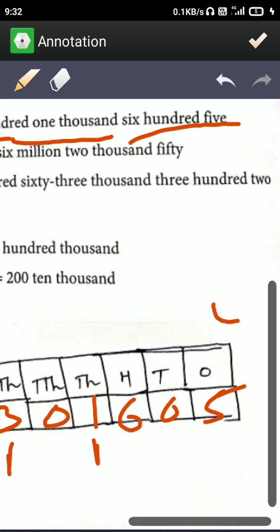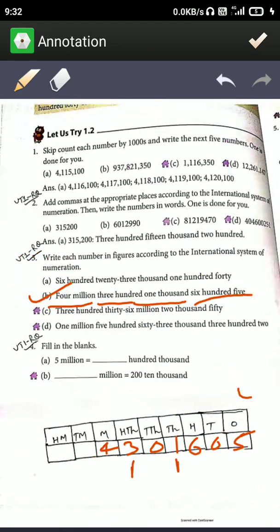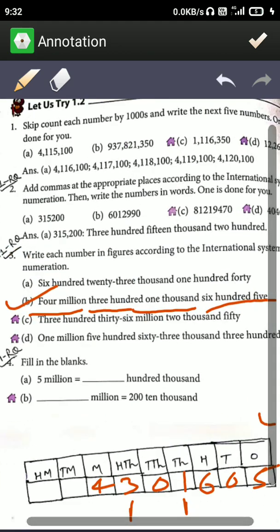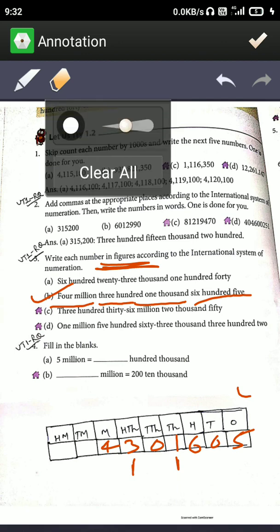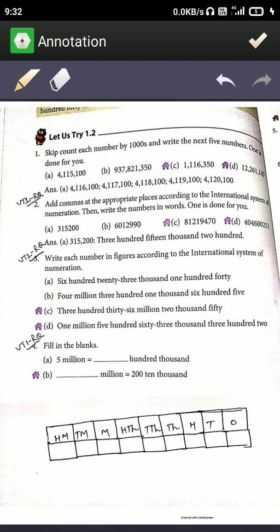605. So here is our answer, that we all had to do. This is called numbers in figures. I hope you will be able to solve C and D. Let's go to our next question.